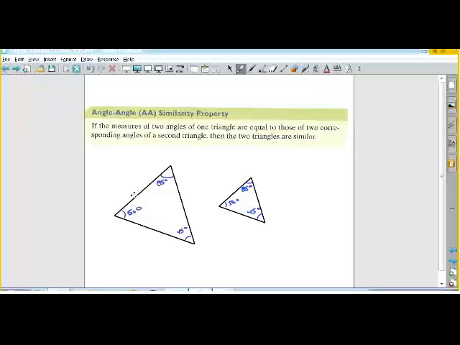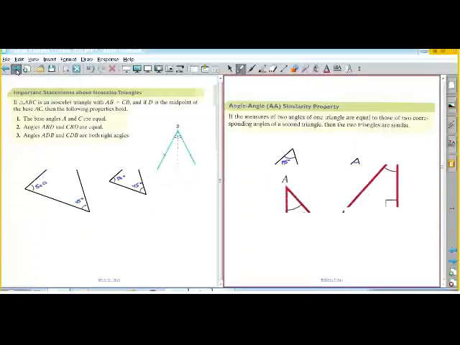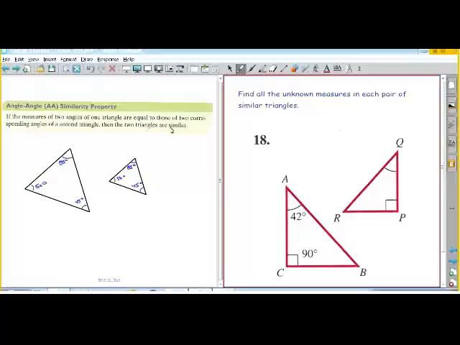Two sides and an angle, side-angle-side, is enough to say that all the other stuff is equal to each other. In this case, knowing that two angles are equal to each other is enough to say that the third angle is equal too, and all the sides have proportional lengths.